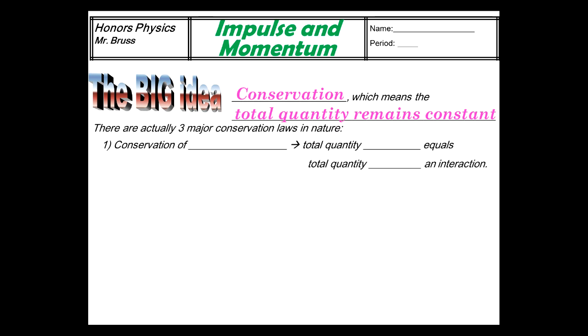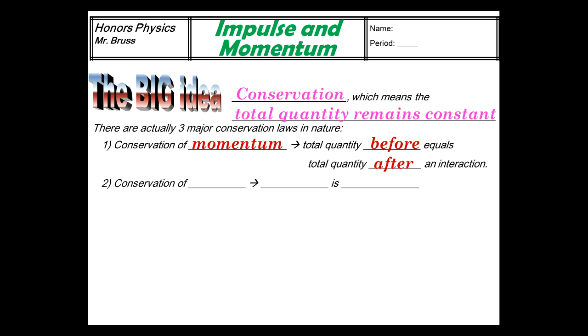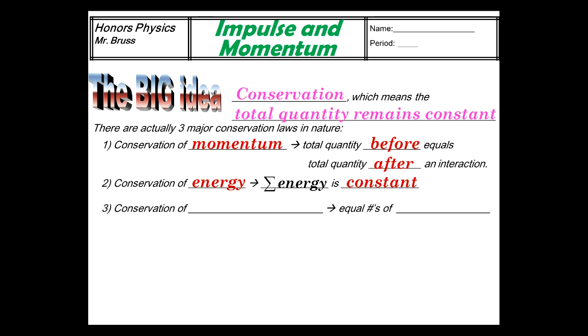There are three actual conservation laws in nature of import, or momentum that we're studying now. Total quantity before equals total quantity after. After what? After an interaction of some sort. There's the conservation of energy, which means that all the forms of energy are constant. That's a huge one there. We'll study that after this little unit on impulse and momentum.